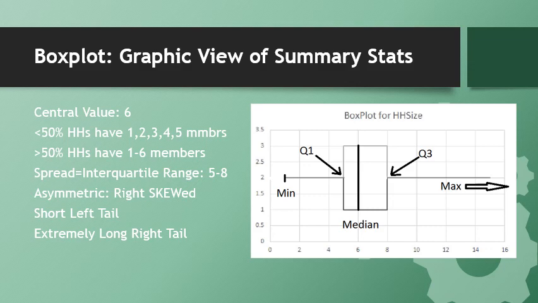So we see that the data has a spread from about 5 to 8: 5, 6, 7, 8. These are the sizes of households which have half of the population. This is an asymmetric distribution. It's right skewed because to the right we have a longer distribution. It also has a short left tail, that's the whisker on this side, and it has a very, very long right tail. The 61 value for the maximum household size is not even on the plot because it's so far away.